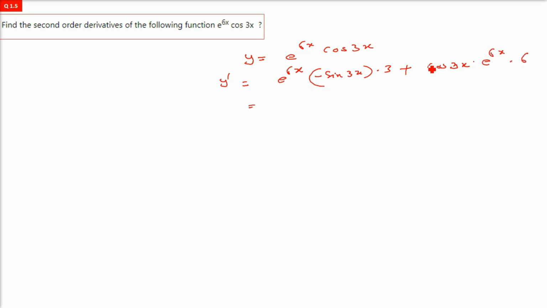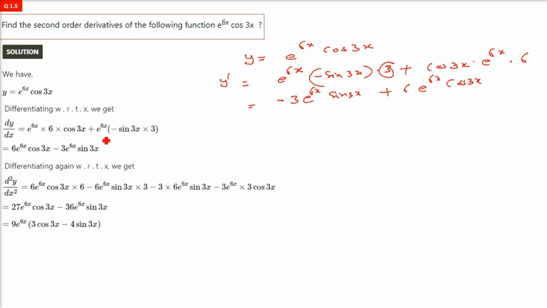Okay, so let us multiply whatever is there. We have a negative here and we have 3 here, so put 3 here. e raise 6x will be there and sin 3x. So we have the first term like this. Remember, it is just the first derivative. The second one is 6 e raise 6x cos 3x. So you can match this. As I said, those who want to do it by themselves can just have a look.